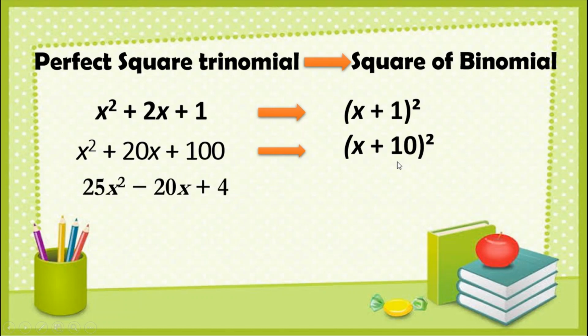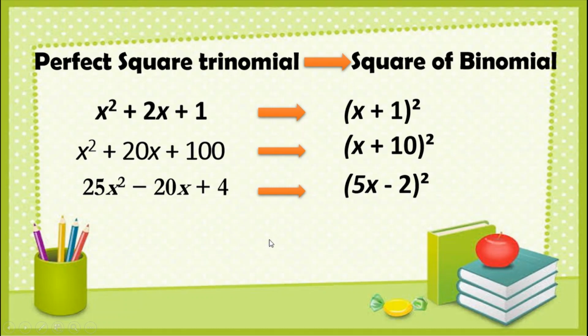And then, another one, we have 25x squared minus 20x plus 4. Let's transform it into a square of a binomial. Take the square root of the first term. The square root of 25x squared is 5x. And then the operation next to it, which is minus, and then the square root of the last term, which is 2. So it looks like quantity 5x minus 2 squared.